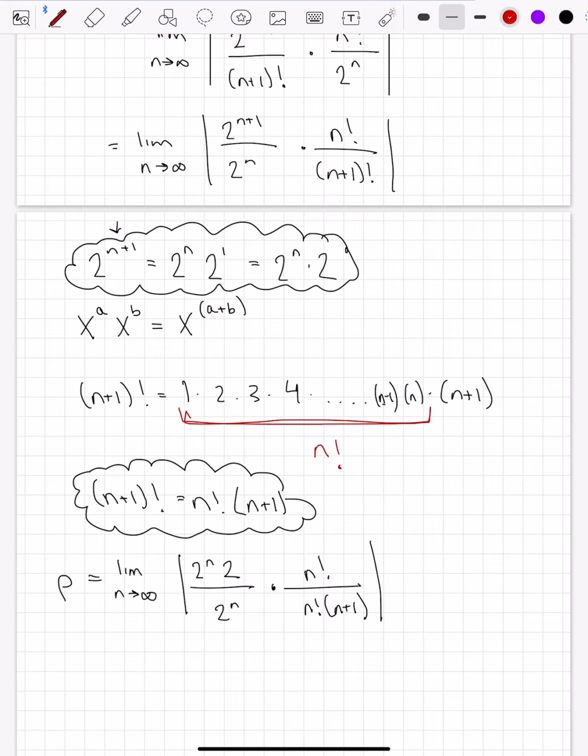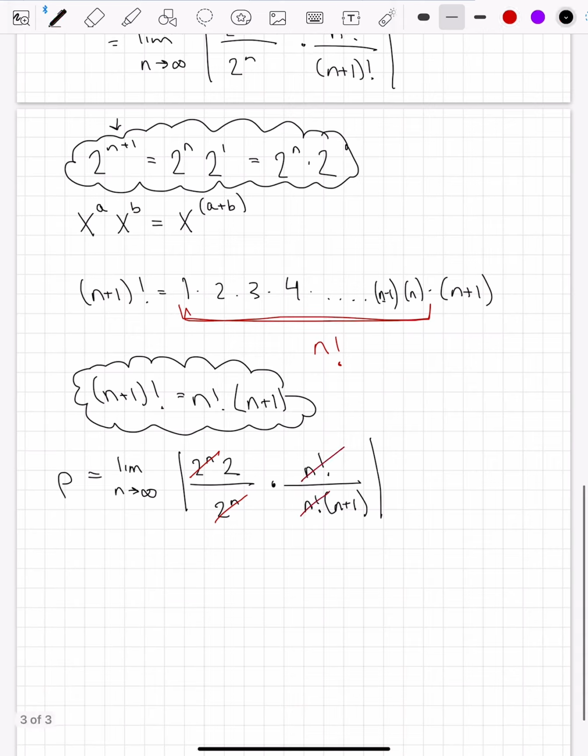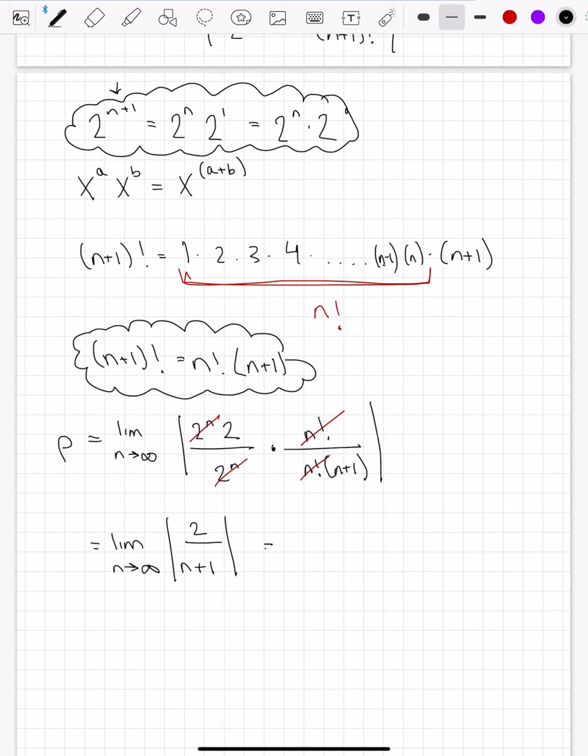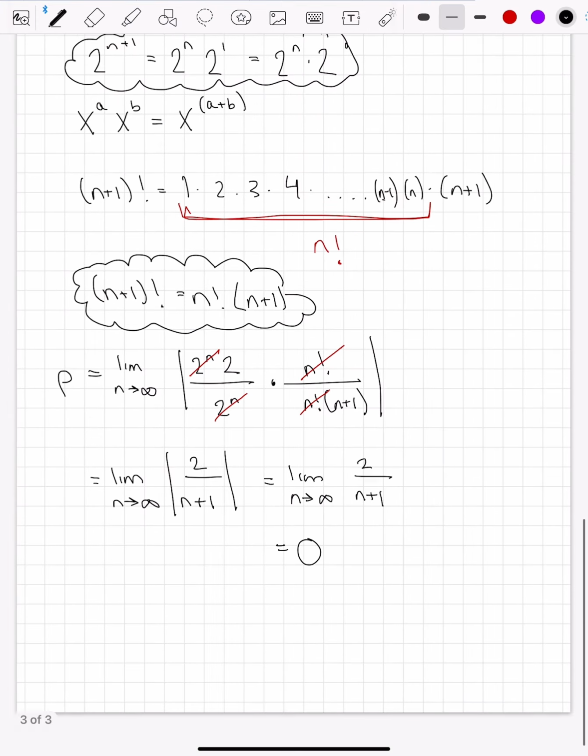Right, and if I'm doing 2 to the n times 2, but I'm going to divide by the 2 to the n, then there was no point in me multiplying by it, right? Same thing with the n factorial, so those divide out. And then we get the limit as n approaches infinity of 2 over n plus 1 is all we have left. Right, and we really don't even need these absolute value signs because 2 is positive and n plus 1 is positive. So we see that this limit is just 0 because n is in the denominator.